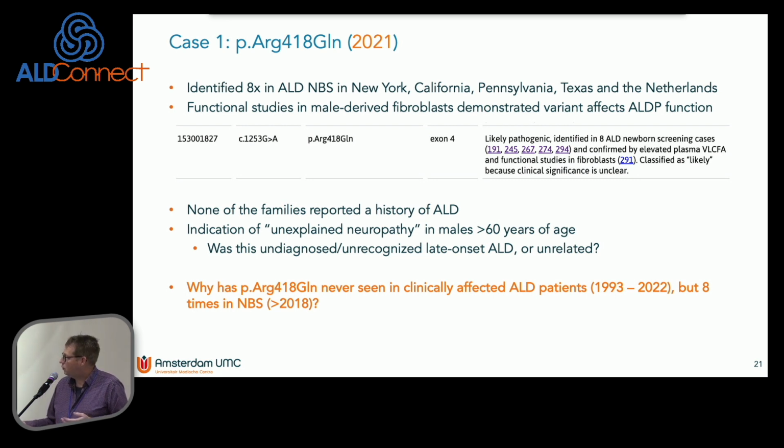Between 1993 and 2020, and since 2019 or 2020, 8 times. That doesn't add up. I just showed you that there are 1,000 different variants, and some of them are unique. And now suddenly we have this one variant that we have never seen before, and now we see it every time, and we see it in newborn screening.